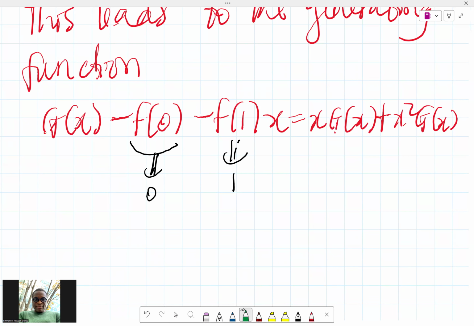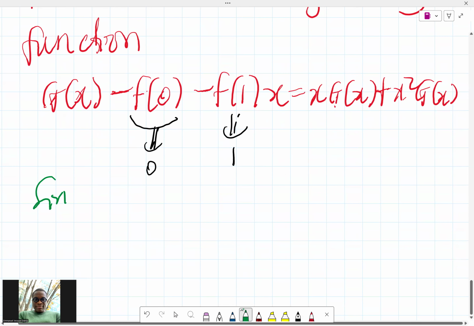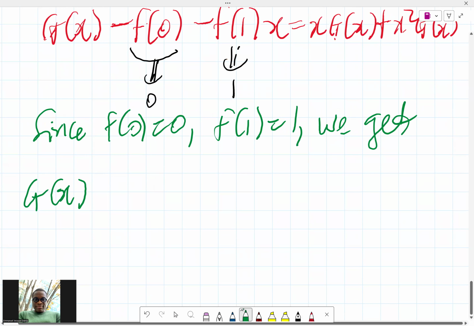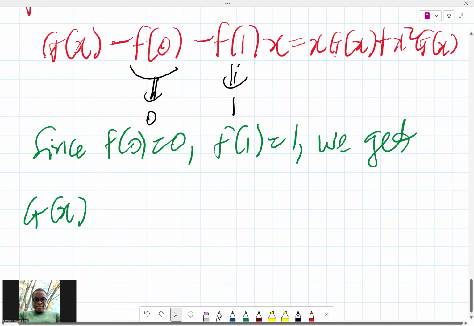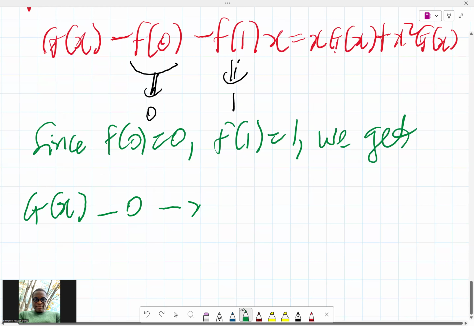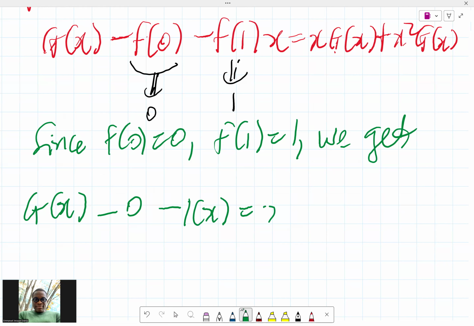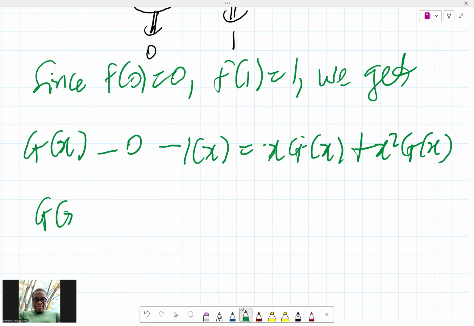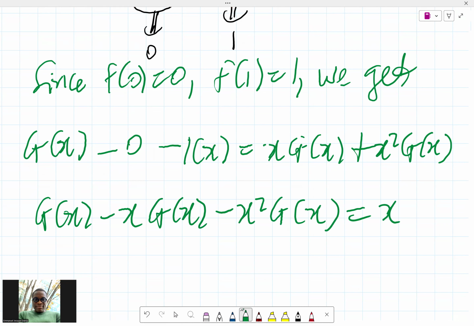So since f of 0 is equal to 0 and f of 1 is equal to 1, we now get g of x minus 0 minus 1 times x equals x g of x plus x squared g of x. So that means that we have g of x minus x equals x g of x plus x squared g of x.